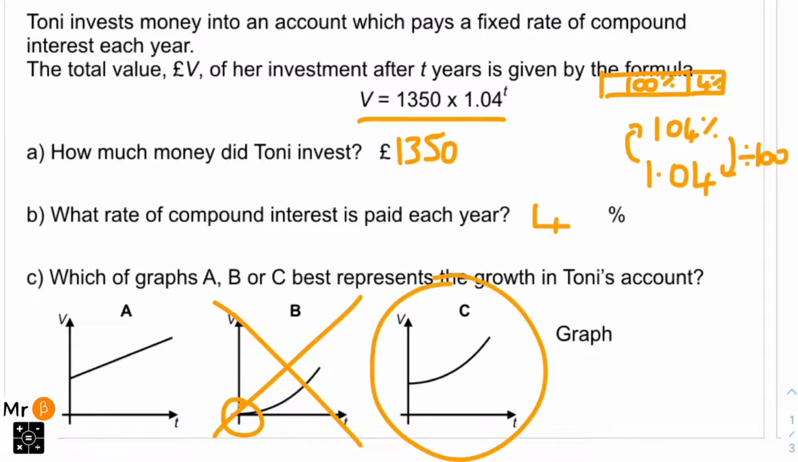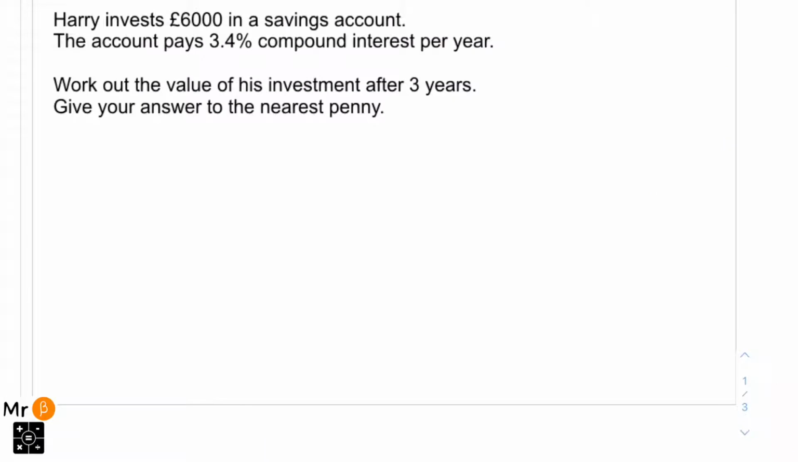What that means is, every single year, you will be increasing it by a little bit more, because you're working out 4% of the new total, which is going to be slightly higher than the previous year. So therefore, each year your interest is increasing, so it's growing exponentially. Okay, so question 4. Again, we've got our 100%.